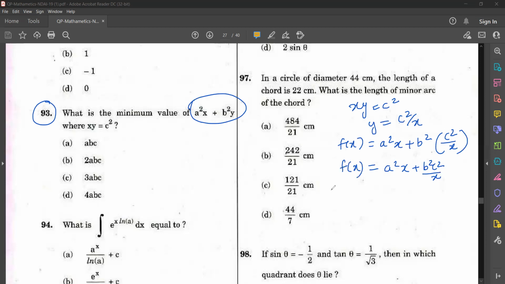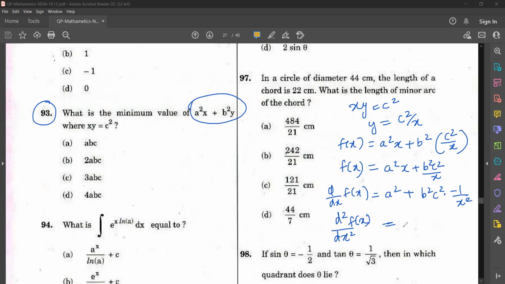Now check the derivative d by dx of f of x, that is a square plus x, derivative of x is 1 plus b square c square. What is the derivative of 1 by x? That is minus 1 by x square. Derivative of 1 by x is minus 1 by x square, isn't it? Now take the second derivative and check whether we will get a point of minima. Same step that we have done in the last question.